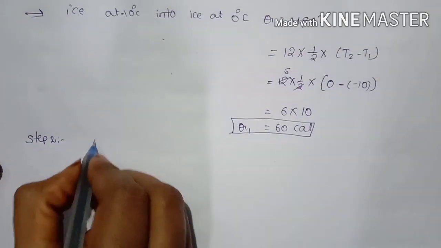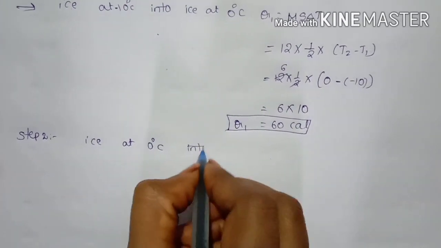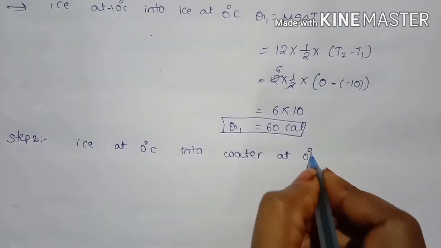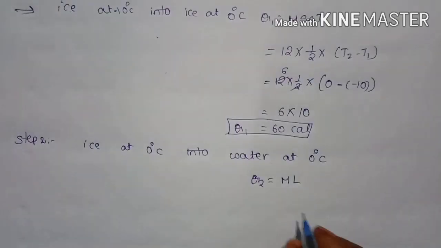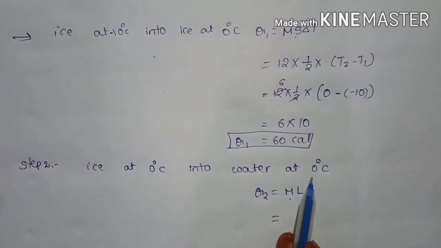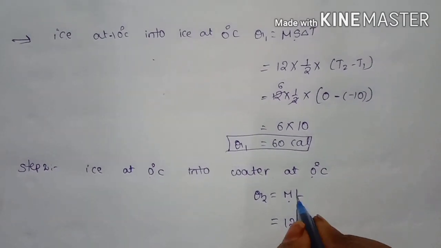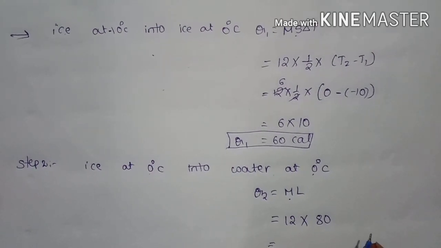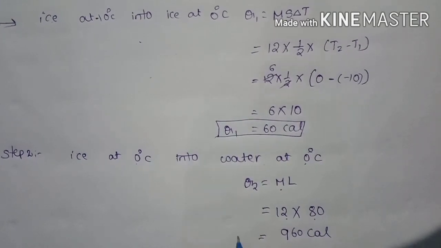Going to the second step, ice at 0 degrees centigrade into water at 0 degrees centigrade. Here we can use another formula, Q2 equals m L, because there is no temperature difference, and m is 12. L is the latent heat of fusion, 80 calories. Multiplying 80 into 12, we get 960 calories. This is Q2.